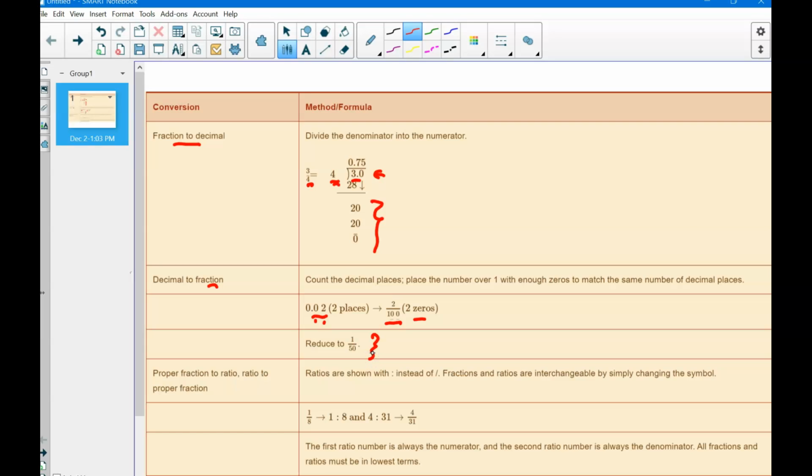Proper fraction to a ratio, or ratio to proper fraction. Remember what we said? This is not too bad. The first number goes on the top, the bottom number goes in the back. Or in other words, the first number goes on the top, and the second number goes on the bottom. Nailed it.